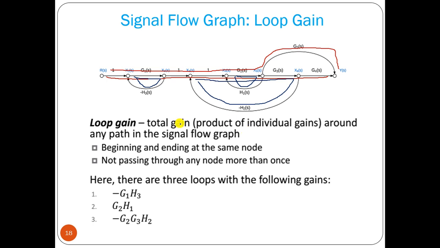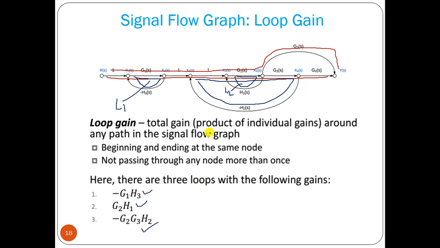So we can find out the loop gain. What is the loop gain? For loop 1, that is G1 into H3 with a negative sign, minus G1 H3. Loop 2, gain is G2 into H1 with positive sign because we don't have a negative sign here. And loop 3 is 1 into G2 into G3 into minus H2, that is minus G2 G3 H2. That is the individual loop gain.